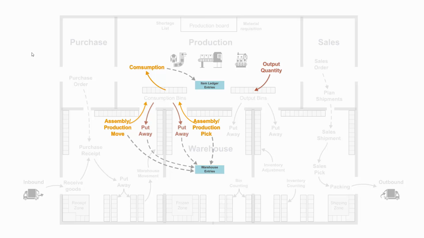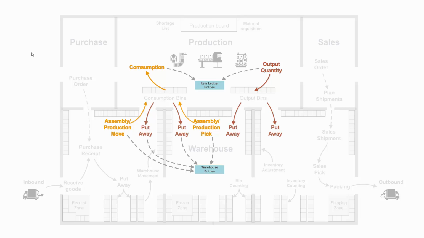Next step will be for the production people to output the finished quantity, and they will typically put it into a production bin or an output bin to tell the warehouse people that this is ready to be put back into the warehouse. So when the output is posted, it will create item ledger entries. And now the quantities will be available in the item card and on stock.